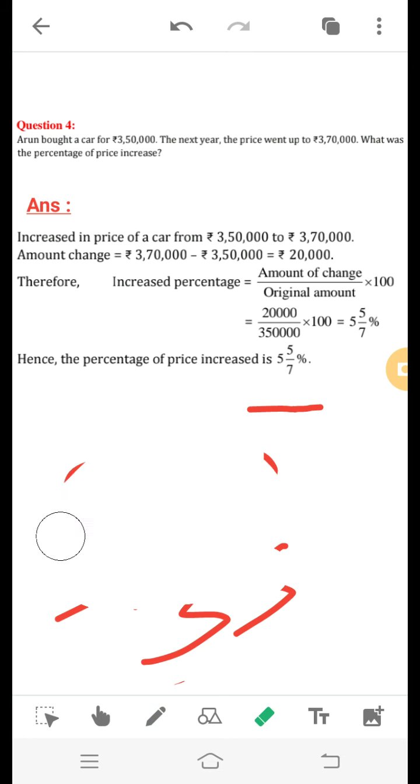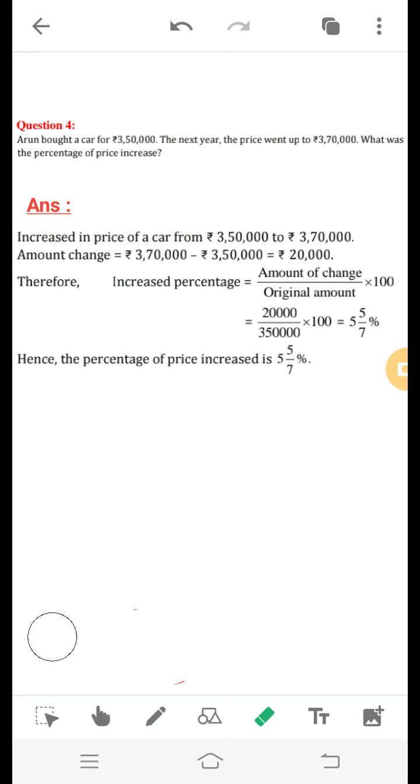Now in that case, you can also write the answer in fraction form. That is right. And if you write the answer in decimal form, that is also right.